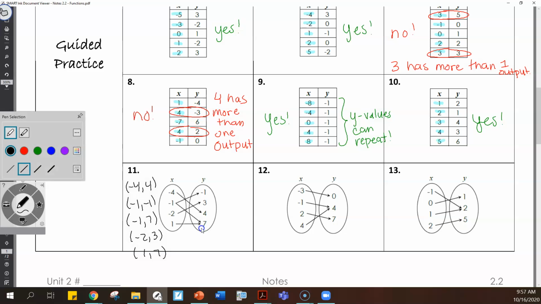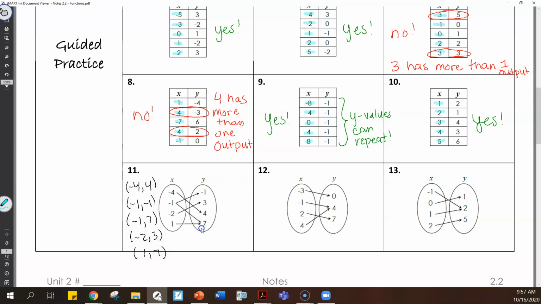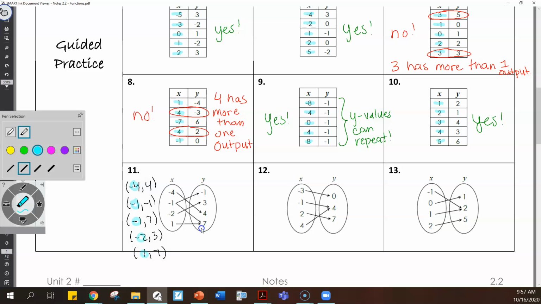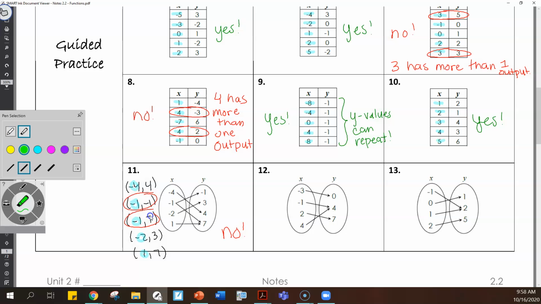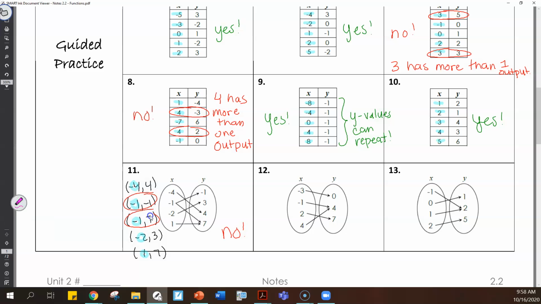Okay. And then I can go in and check my x values. So I've got -4, -1, -1, -2, and 1. So my -1s repeat here. One gives me an output of -1, and the other gives me an output of 7. So this is not a function. Okay. Another easy way to look at this with mapping is to follow the arrows. If you have an x value that has more than one arrow coming off of it, that's bad. That makes it not a function.